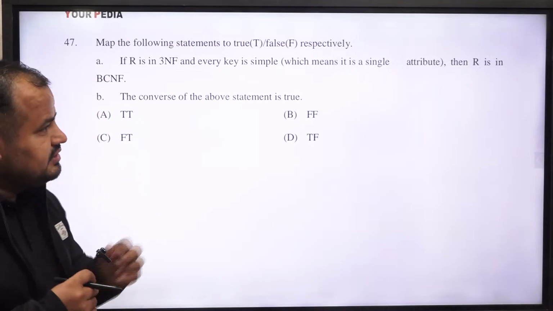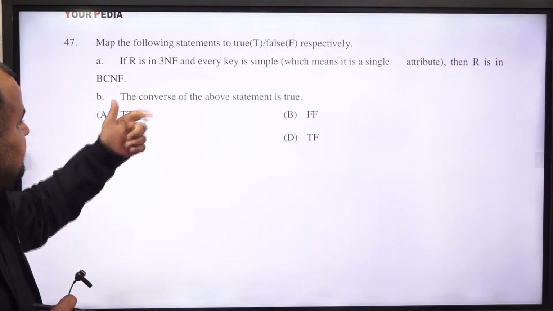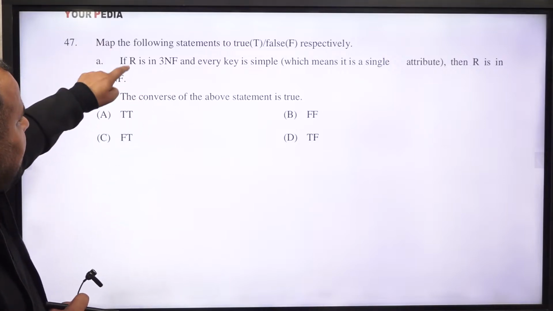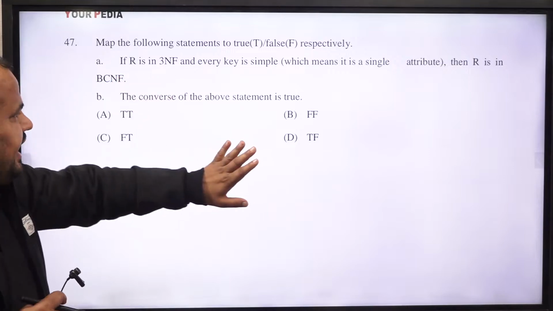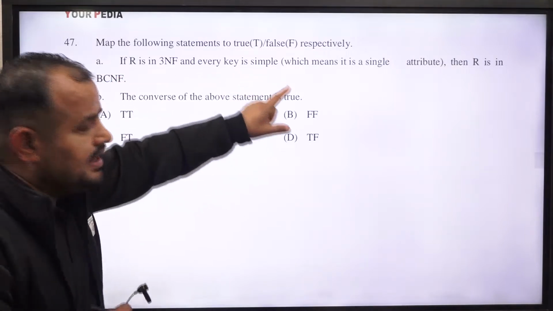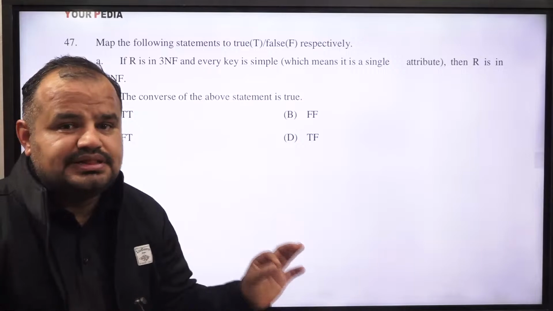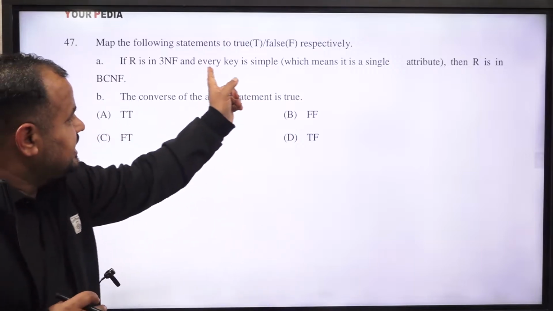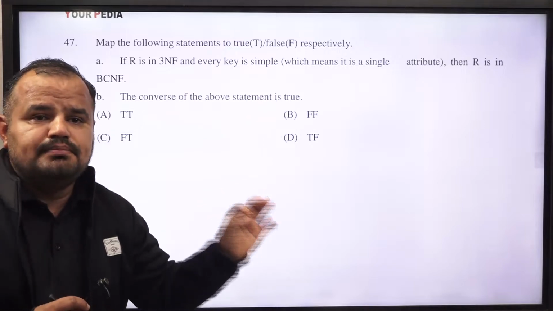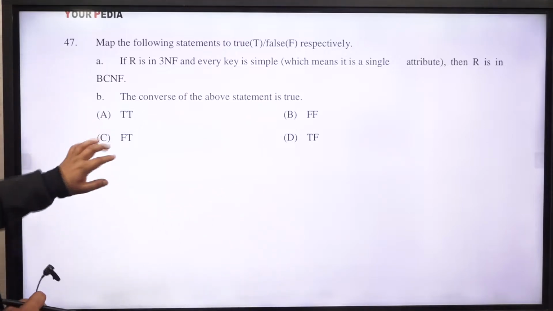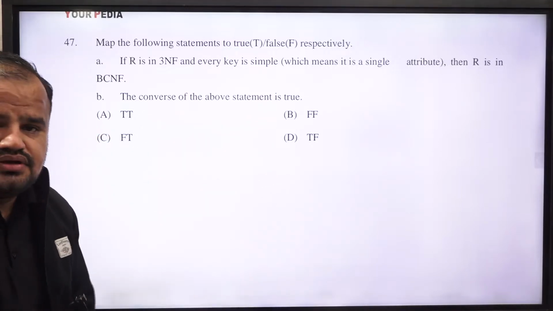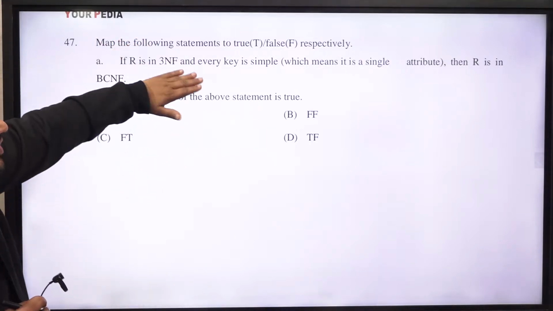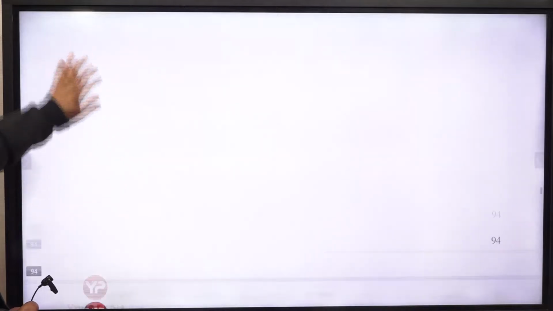But listen carefully, my dear students, the converse of this is: if R is in BCNF, then R is in 3NF. That is right. But every key is simple? That may or may not be the right answer. In the case of the converse, this part, every key is simple, may or may not be true. That's why, my dear students, D is the right answer. That is the twist of this problem given a relation is in 3NF. Now, moving towards the next problem.